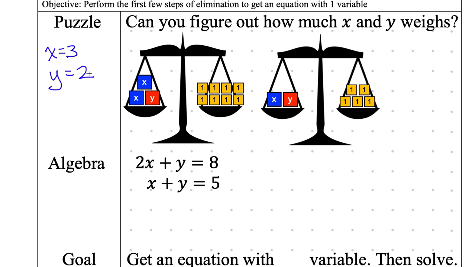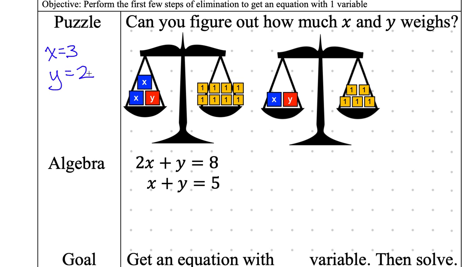Did you kind of use guess and check to find that? Did you just guess, I'm going to say y is 2, and then you're like, oh, if y is 2, x is 3, and then you checked it for both of them and it worked out? Kind of like that? Okay, nice. Did someone have a different way of solving this? I'll take your card, thank you.